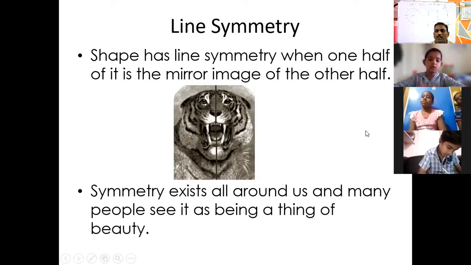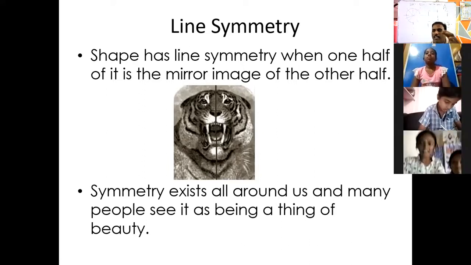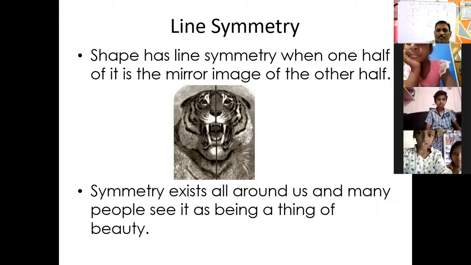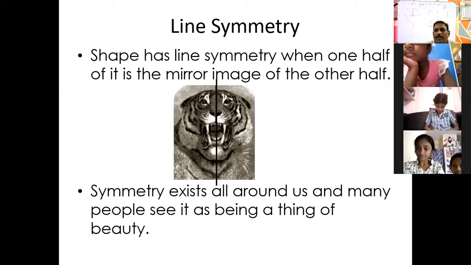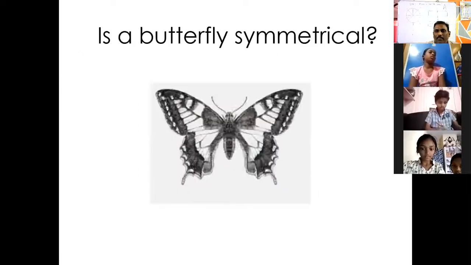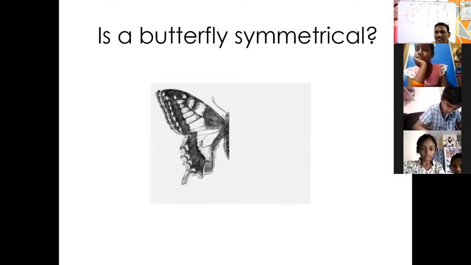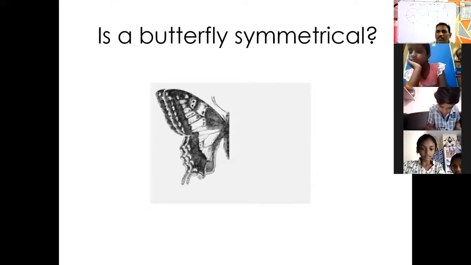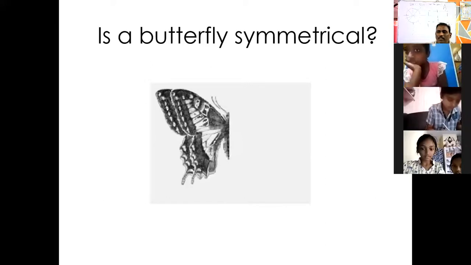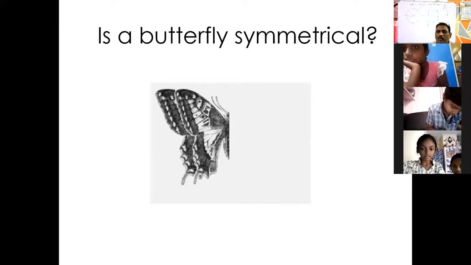If you see the tiger image, don't try to see the tiger very close. After that, you will not be on the earth. If you see any tiger image, exactly in between, you can see a vertical symmetry. Exactly. Is the butterfly symmetrical? Yes. It's a very beautiful butterfly. It is always symmetry. See the beauty of God's creation.